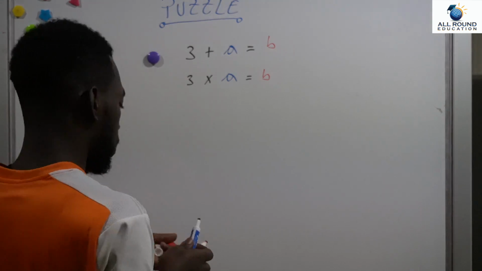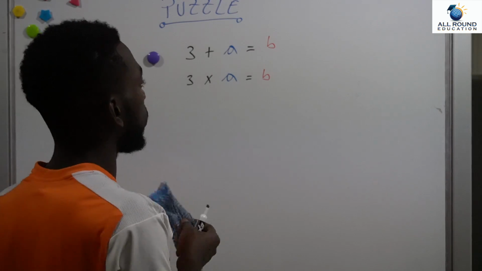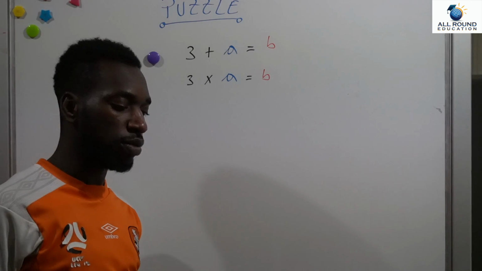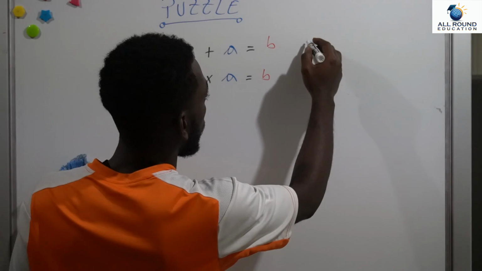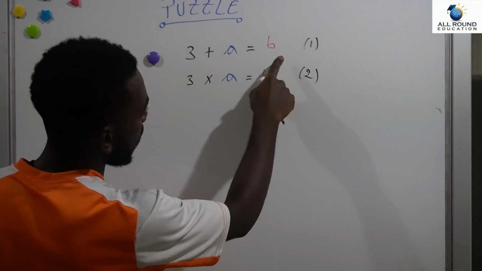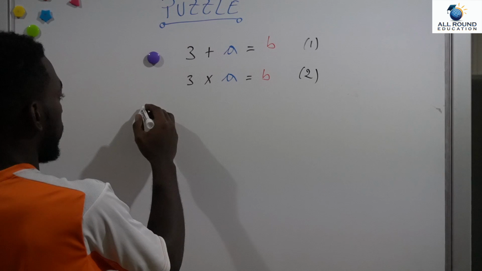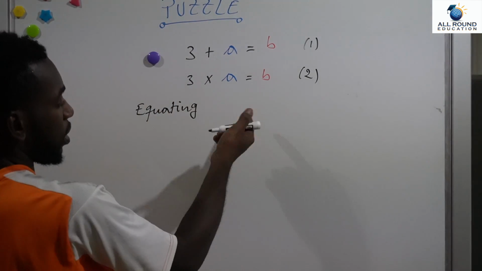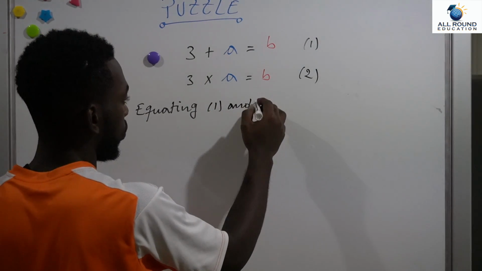Now, if I'm solving this, how do you solve simultaneous equations? There are a few ways you could do it, but I'm going to use the substitution method. I'm going to call this equation 1 and this equation 2. Because you can see that they are both equal to b, we are allowed to equate these two equations. So my next line is equating equations 1 and 2.